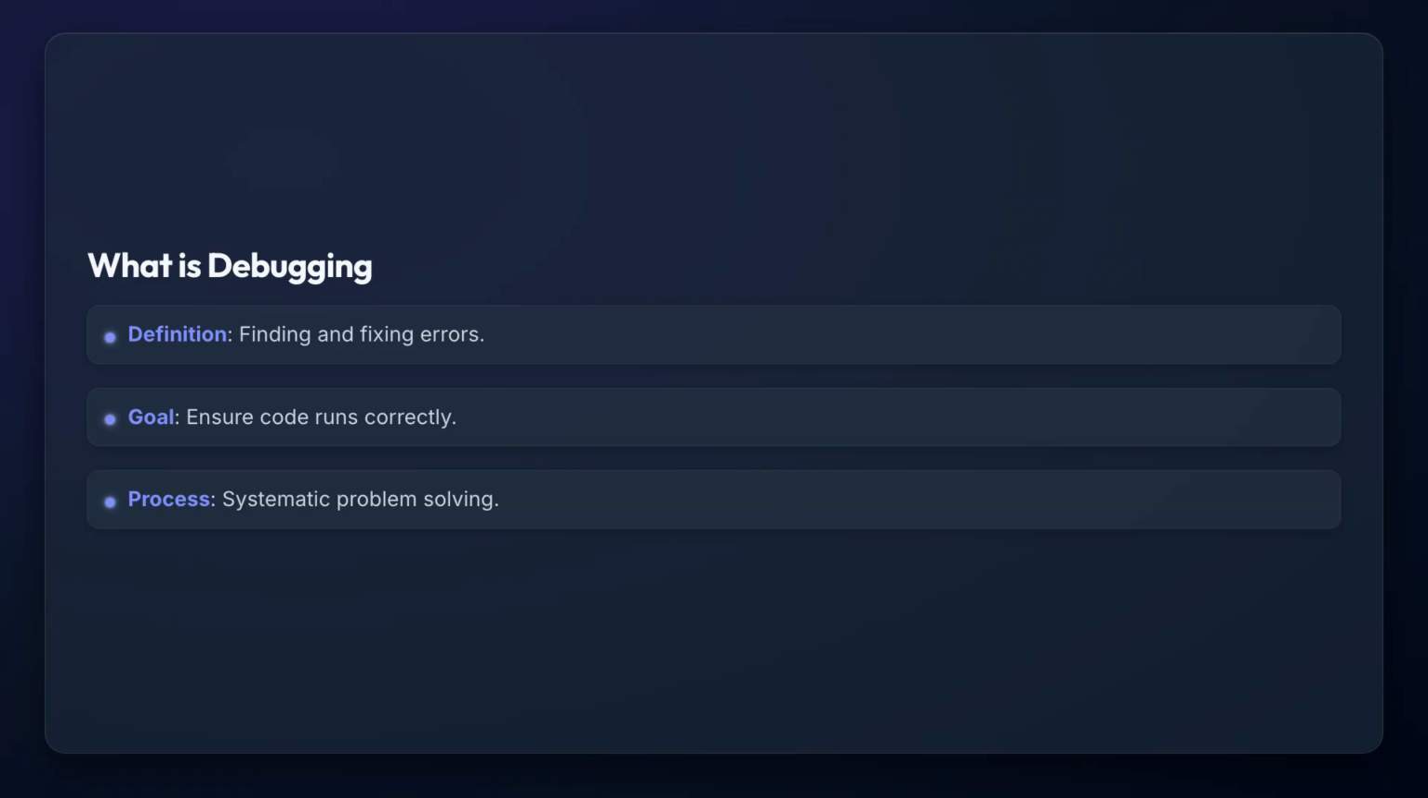Debugging is the essential process of identifying, analyzing, and removing errors from your computer programs. It's not just about fixing a broken line. It's a systematic approach to ensuring your code behaves exactly as you intended. Today, we'll turn you into a professional code detective.